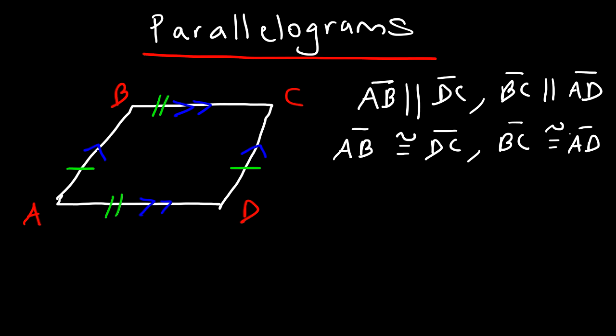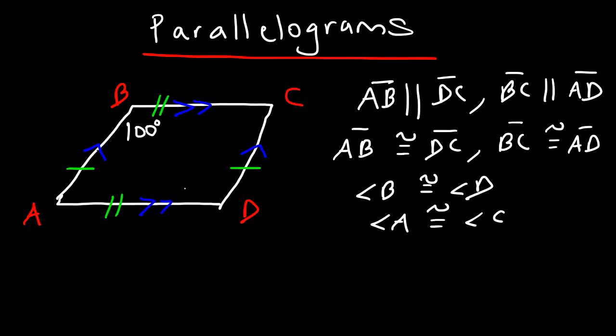Now, the next thing that we need to know is that opposite angles are congruent. So angle B and angle D are congruent to each other. And angle A and angle C are also congruent to each other. So let's say if angle B is 100 degrees, that means D is 100 degrees. Now, what's the value of A and C?